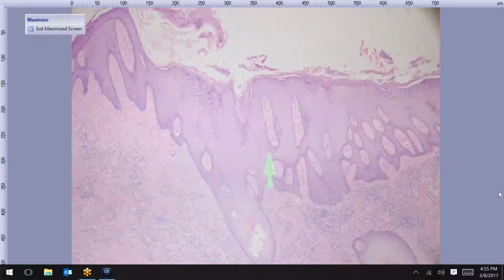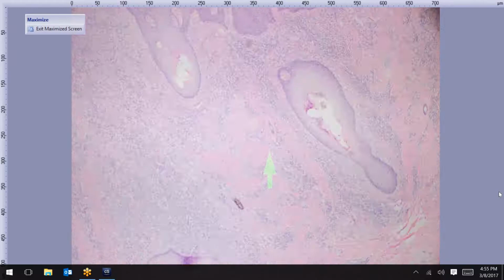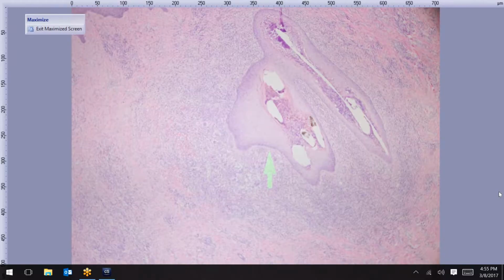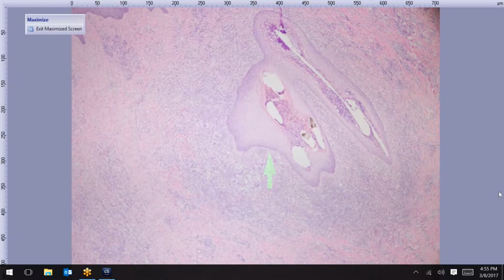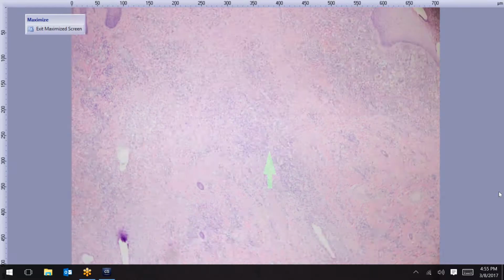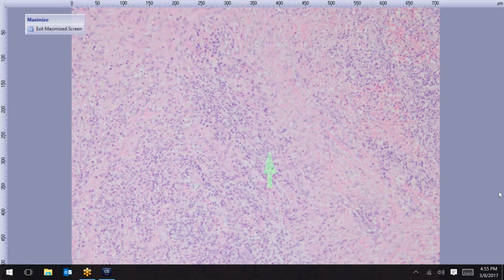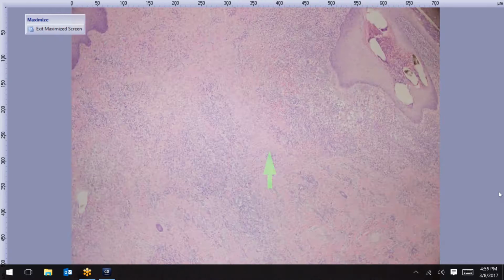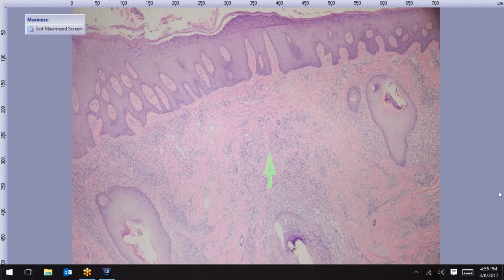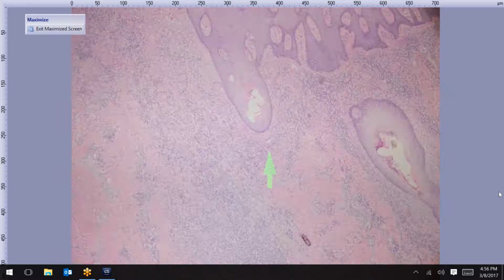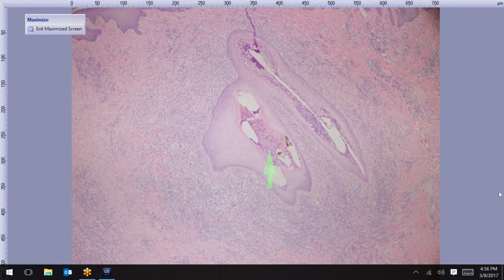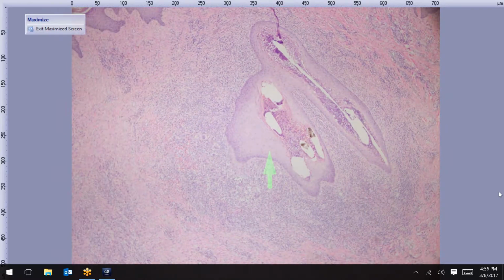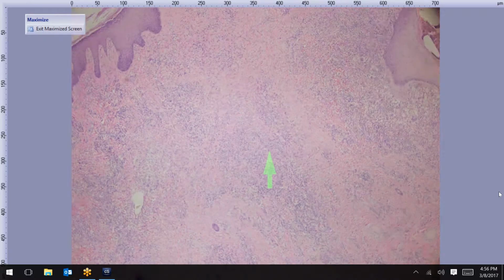So really, inflamed hair follicles, mixed inflammation, destruction of hair follicles, and the intervening stroma is a mixture of sort of fibrotic and inflamed. So when you see this kind of picture, there are some other things that can give you roughly this picture. Anybody know what some of those other entities on the differential are?